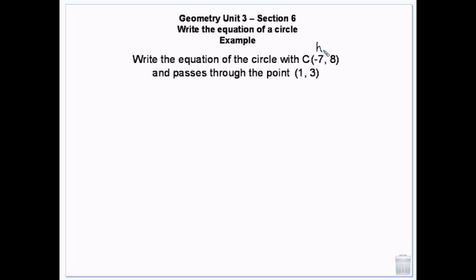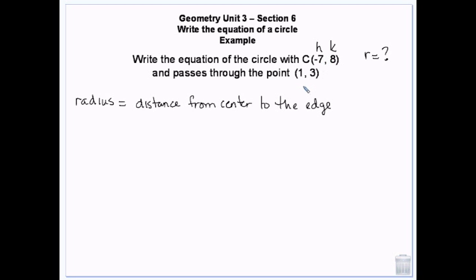I have a center, this is h, k, but I don't know my radius. Well, radius is the distance from the center to the edge. So to find the radius, I need to find the distance. And to find the distance between two points, I'm going to use the distance formula.